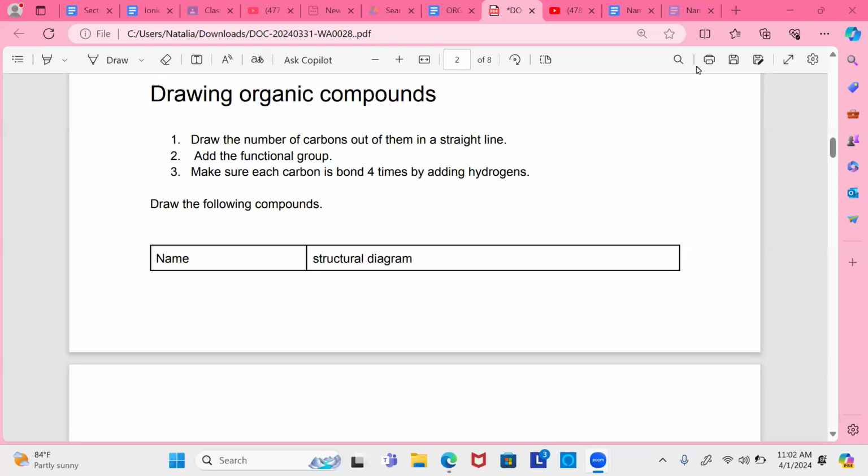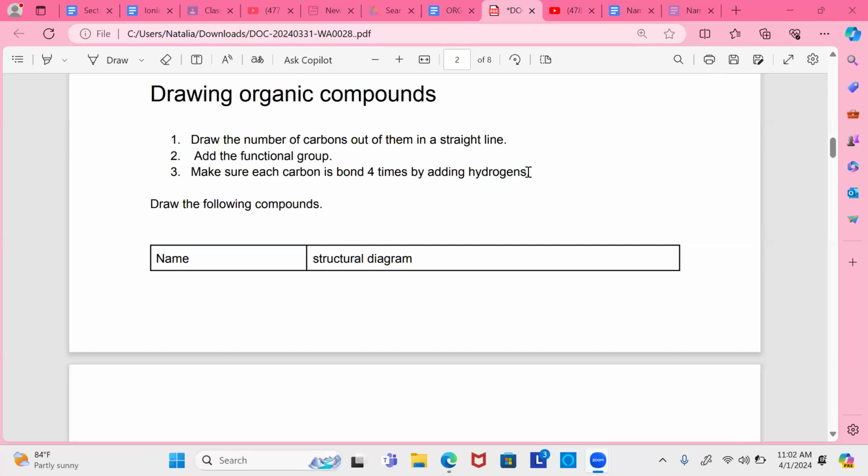So at this stage, we are going to be drawing organic compounds. I'm going to give you the steps and then we are practicing them. So we are going to draw out the number of carbons. From the name of the compound, we will know how many carbons are in the compound. So we're going to draw out the number of carbons that are indicated by the prefix. Remember, meth is 1, eth 2, prop 3, but 4, pent 5, hex 6.